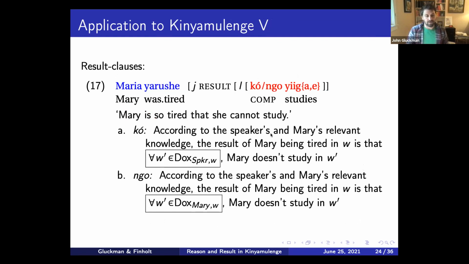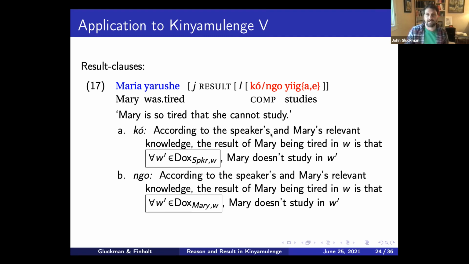Right. The result clauses essentially do the opposite. And so here, this is our example from earlier again. Mary is so tired that she can't study. Ko, again, this is quantifying over the speaker's doxastic state. So what we're saying is that according to the speakers and Mary's relevant knowledge, the result of Mary being tired is that for all the speaker knows, she doesn't study. And go minimally differs in not including the speaker here. And in fact, it is precisely the opposite. It only includes Mary here. And so go would be something like according to the speakers and Mary's relevant knowledge, the result of Mary being tired is that for all that Mary knows, she doesn't study.